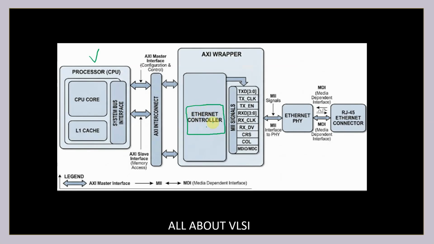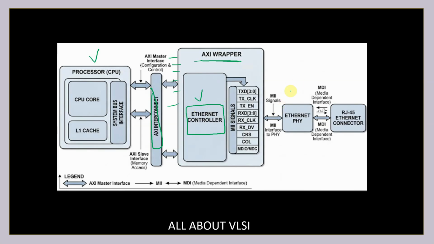And for this Ethernet controller to be operated by the processor, we are going to use something known as AXI interconnect. Using this AXI protocol only, we are going to control our Ethernet controller from this processor. So that's the reason this Ethernet controller is also going to have the AXI wrapper. The AXI wrapper is nothing but it is going to have the AXI related signals. It's a top model wherein the top model we are going to instantiate our Ethernet controller.